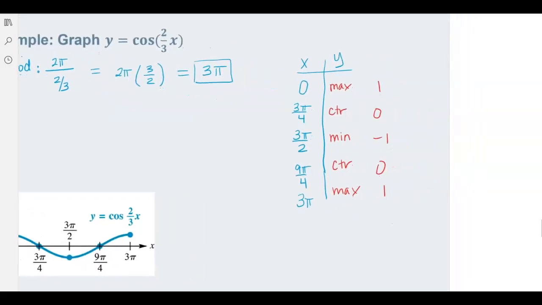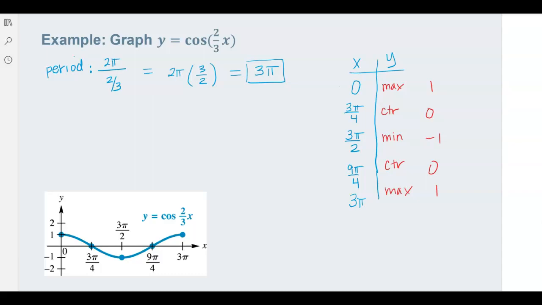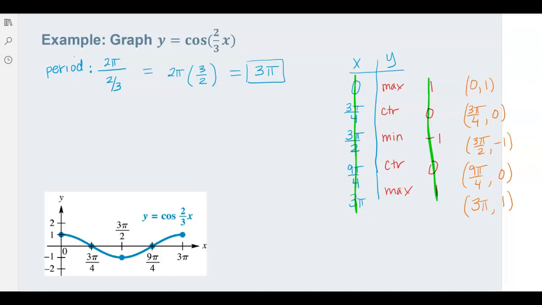So you can see these are the points we're going to graph, and you can see them on the graph over here. We're going to have the point 0, 1, 3 pi over 4, comma 0. I'm taking this column and this column and putting them together in coordinates. 3 pi over 2, -1. 9 pi over 4, 0. And then 3 pi, comma 1.